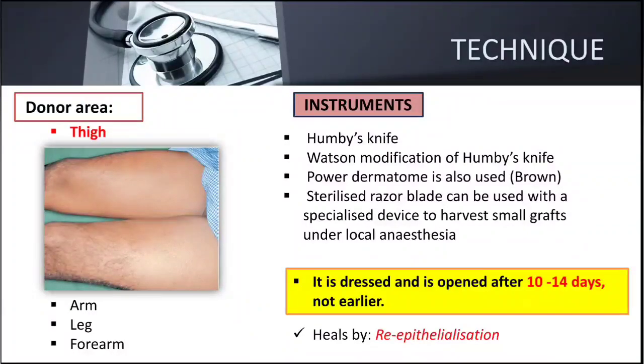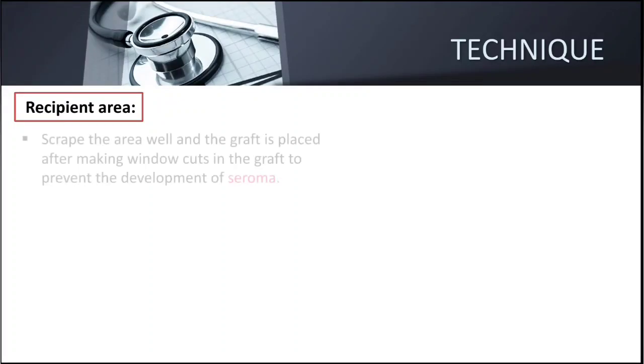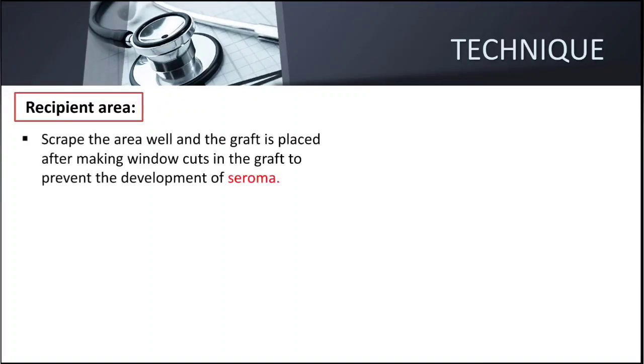And how does it heal? It heals by re-epithelialization. That's about the donor area. The recipient area, right? So you need to scrape the area well, and the graft is placed after making window cuts in the graft to prevent development of a seroma. The graft is fixed, and a tie-over dressing is placed.